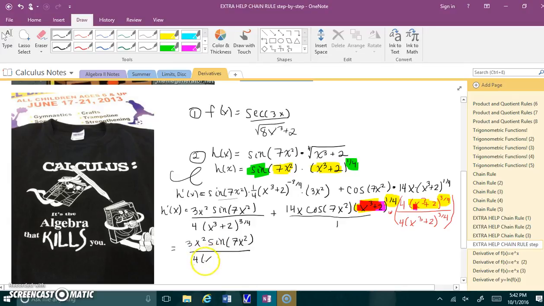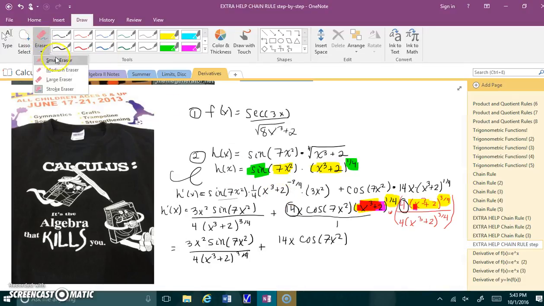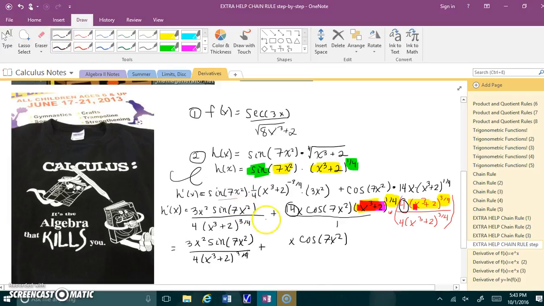So let's rewrite this one here. Nothing has changed here: x cubed plus 2 to the 3/4. And that's a 3/4 right there. I have 14x. I have cosine of 7x squared. And, oh, okay, I had that 4, and I should have multiplied that by the 14. So let's make that correction right now and make that a 56. Then I have just x cubed plus 2. That's to the first power now. You don't even have to put that 1 if you don't want.